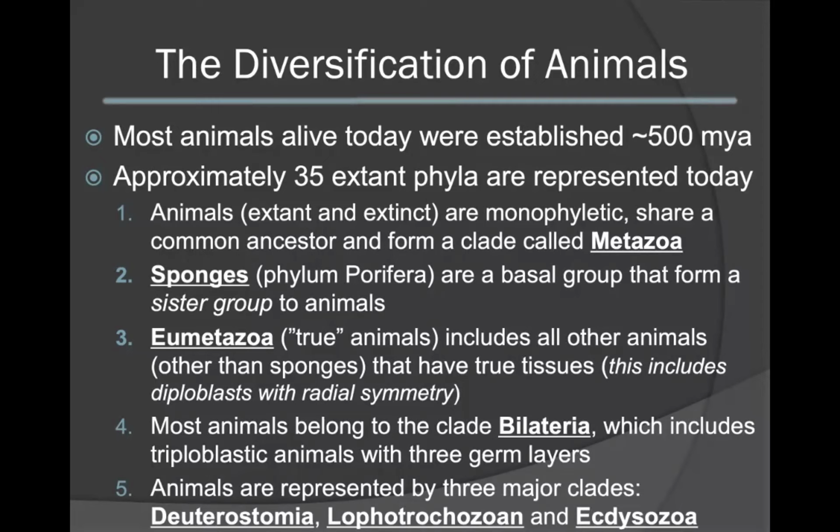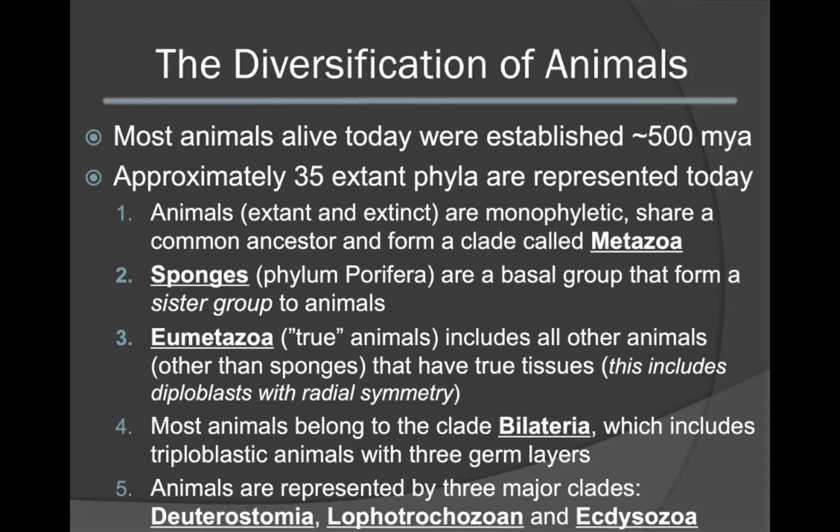Sponges belong to the phylum Porifera. Sponges are considered to be a basal group that actually form a sister group to modern-day animals. Eumetazoans are used to refer to true animals. This includes all other animals other than sponges that have true tissues, such as mesoderm, ectoderm, and endoderm. This also includes diploblasts with radial symmetry.